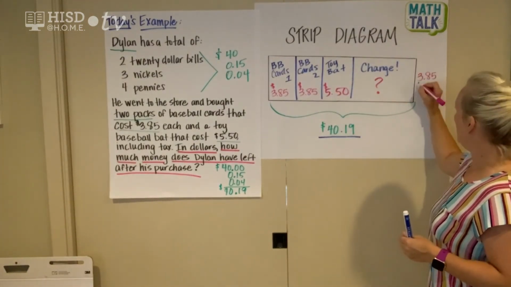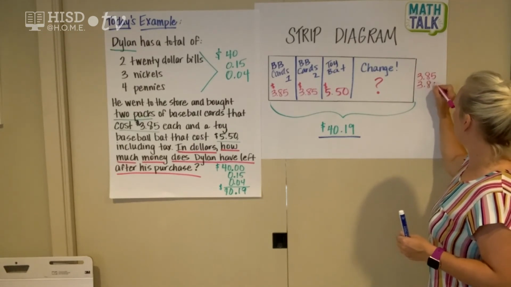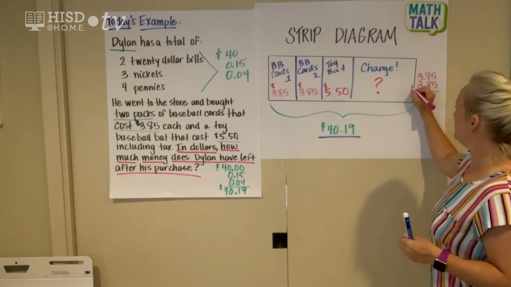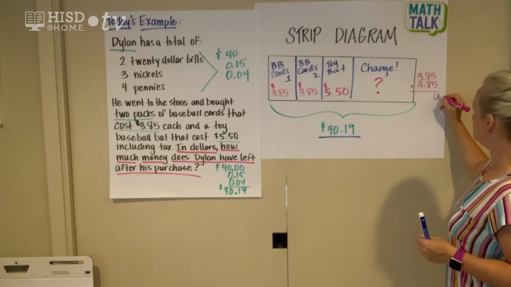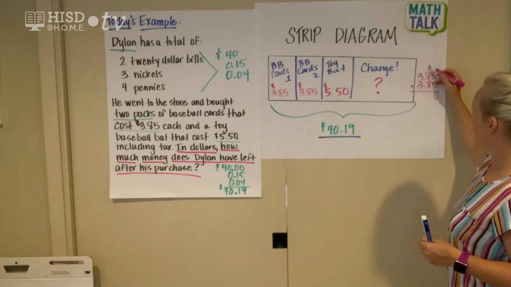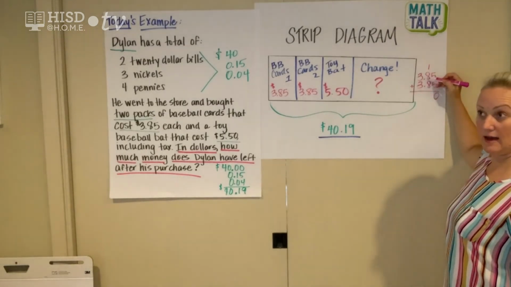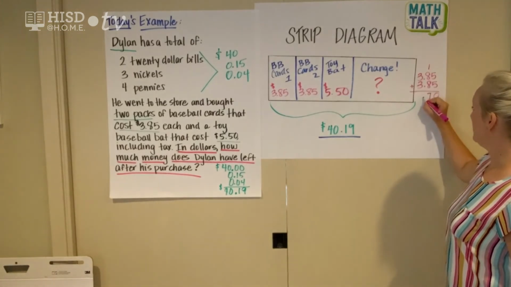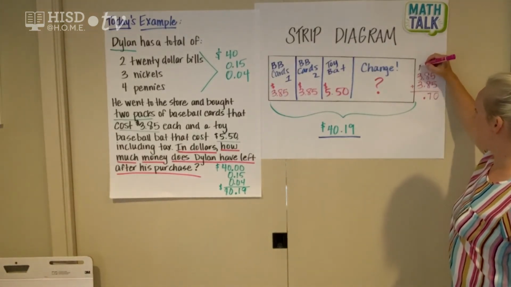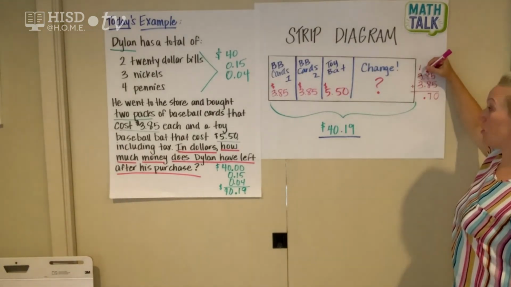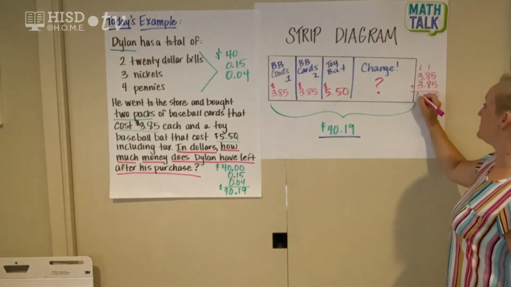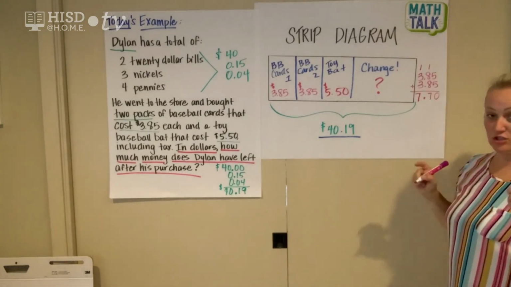$3.85, another $3.85. Okay, let's add these first. 5 and 5 is 10, carry the 1. 1 and 8 is 9, plus 8 is 17. Bring down your decimal, carry the 1. 1 plus 3 is 4. 4 plus 3 is 7. $7.70, that's just the cards.